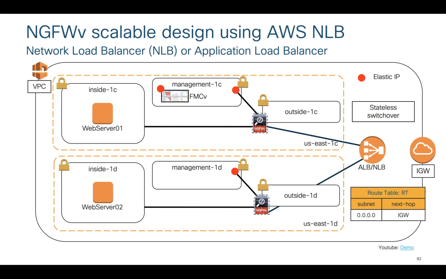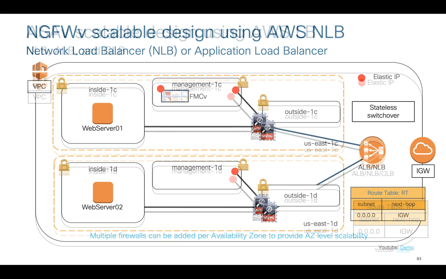Okay. This is our scalable design where I have ALB or NLB facing our firewalls, and we have our firepower management center managing our firewalls. Traffic will land on the external load balancer. External load balancer is going to load balance traffic across availability zones as well. You can have multiple firewalls per availability zone, so that if one firewall is down, your entire availability zone is also reachable. So you can have multiple firewalls per availability zone.